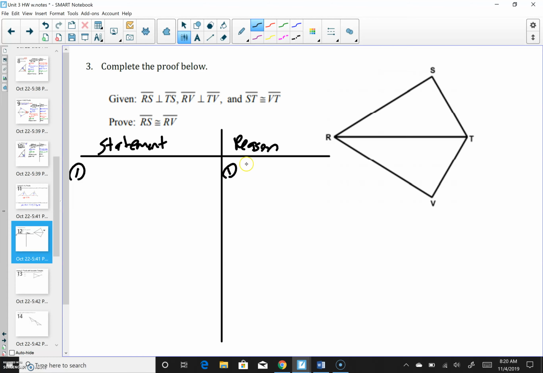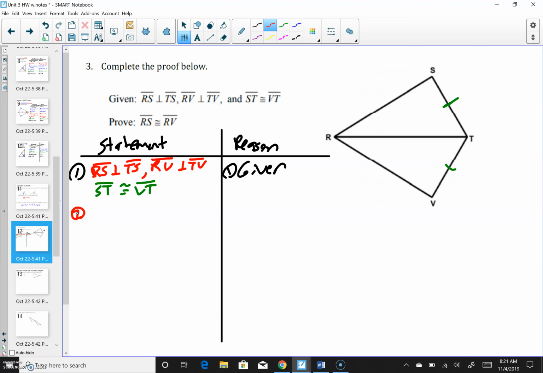So first things first, we have RS perpendicular to TS, and we have RV is perpendicular to TV, and then they also gave us that we had ST is congruent to VT. So we'll mark that one up, get rid of that one because it's pretty easy, it's given. So now step 2, we'll work with our perpendiculars.